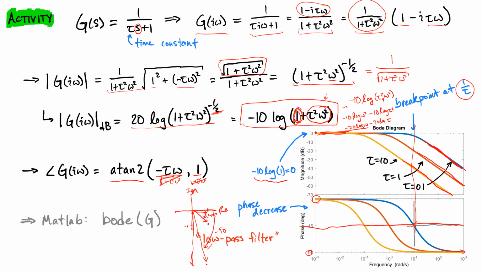So again, calculating out the real and imaginary part, getting the magnitude, then the magnitude in dB, and then the phase, and then sketching out what happens at small frequency values and large frequency values.